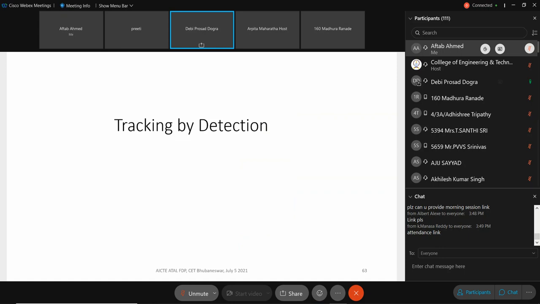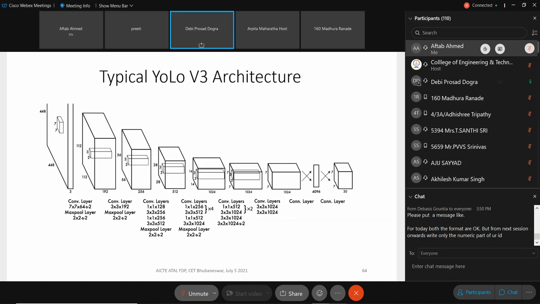Now the other way of tracking is tracking by detection, where you do tracking by detecting the objects in individual frames. Now for detection you need a framework like this. This is a typical YOLO V3 architecture. Many of you are aware of this architecture. It's a very popular architecture for object detection. It has several convolution layers followed by dense layers. So you can train such an architecture for the objects of your interest.